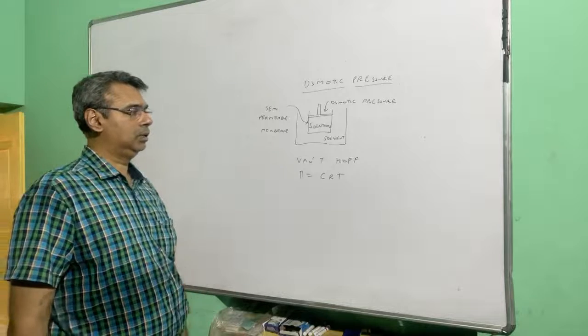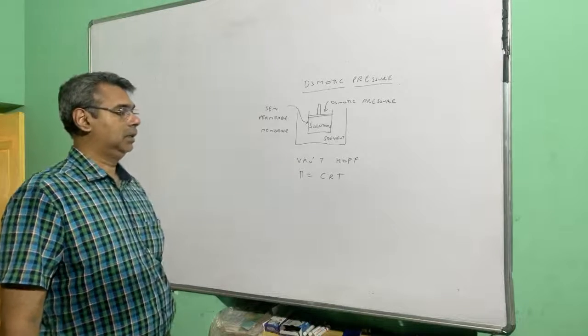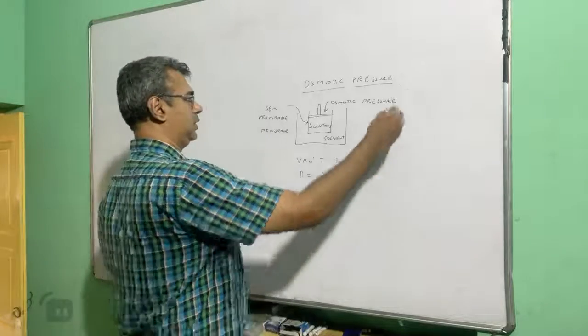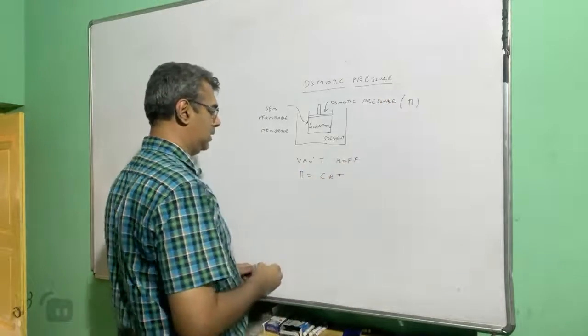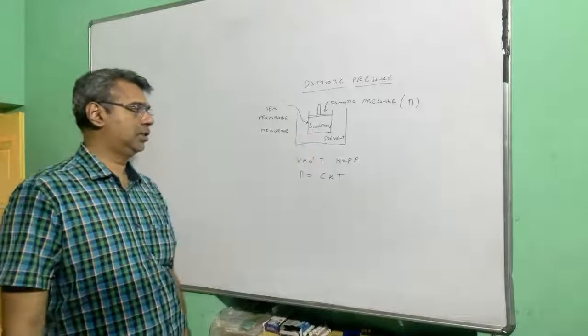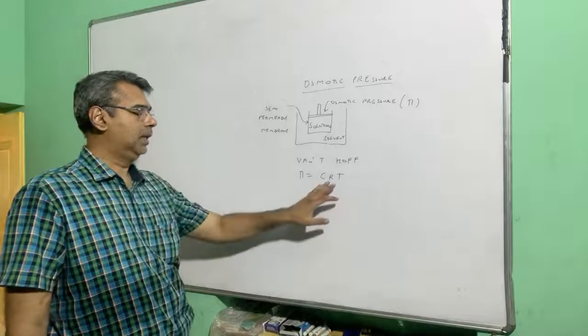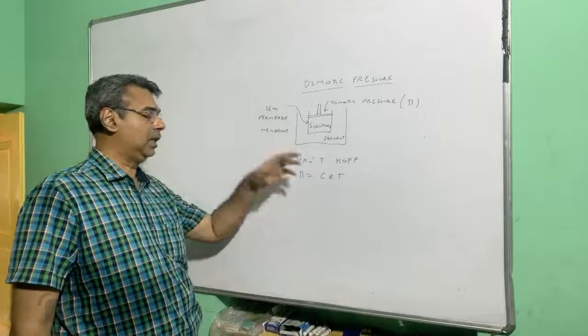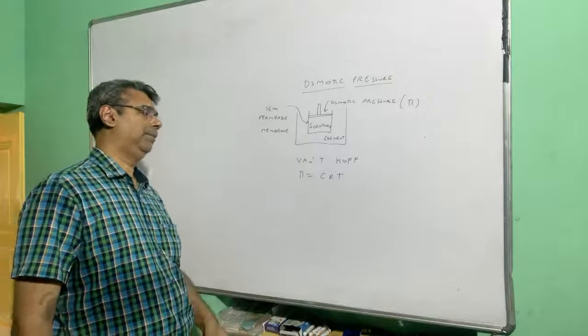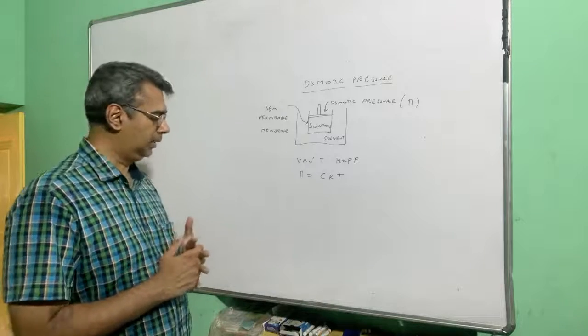So according to Van't Hoff, the osmotic pressure, symbol pi, is equal to C, where C is the molarity or concentration of the solution in moles per liter, into the universal gas constant R into the Kelvin temperature. So this is the formula to find the osmotic pressure.